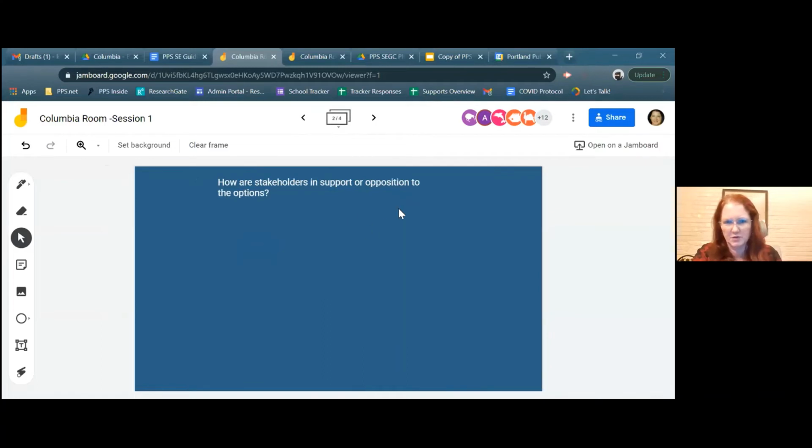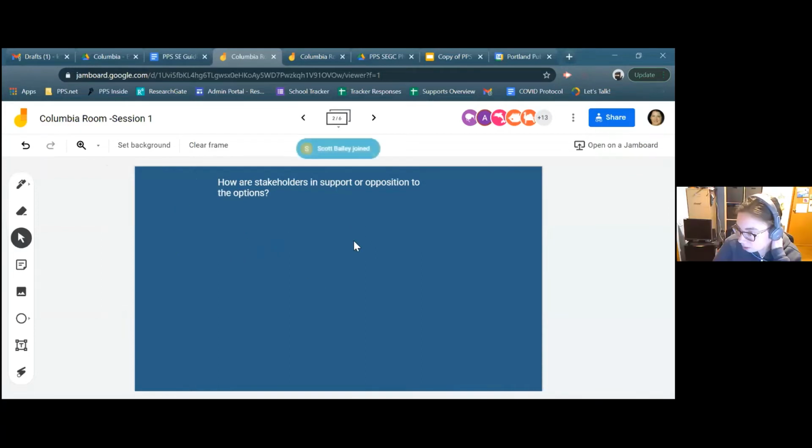How are stakeholders in support or opposition to the options? We've already heard many voices. So feel free to go ahead and put some of your comments up here so that it's documented somewhere other than in our discussion. Lisa, are you able to access the Jamboard, or do you want me to write on the third one for you about the options of moving just 8th graders or just 6th graders?